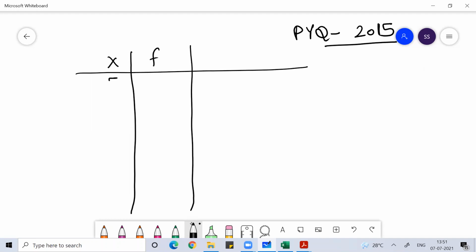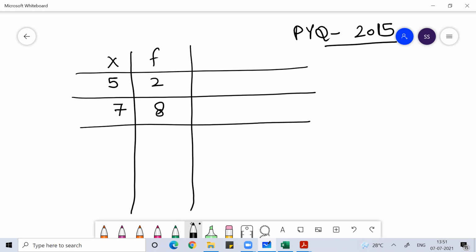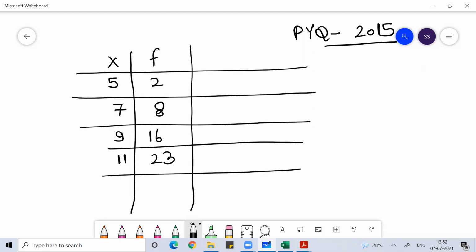So the X values and F values are: 5, 5; then 7, 8; then 9, 16; then 11, 23; then 13, 36.